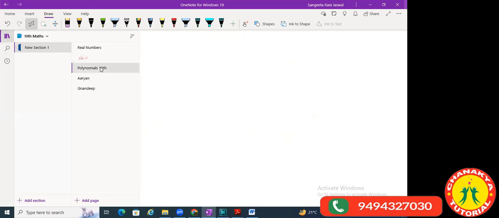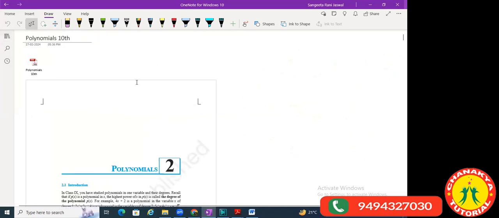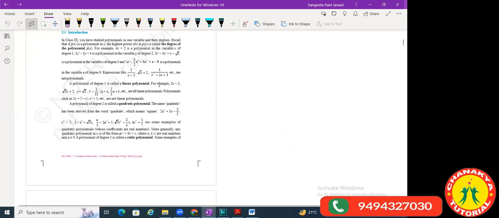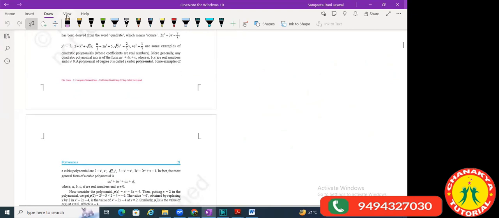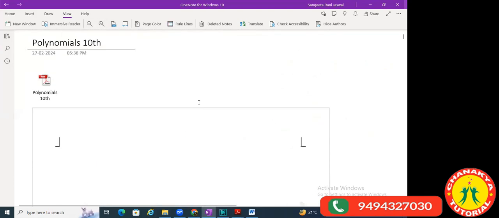This is your chapter. How does it look? It looks like this. थोड़ा सा व्यू बड़ा करते हैं, इसको zoom करते हैं. This is how it looks.